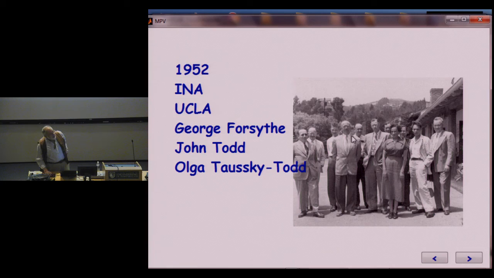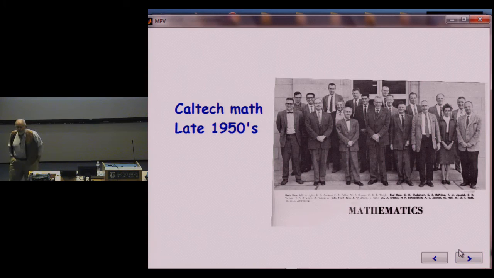These people spread out around the world. Forsythe went to Stanford, and the Todds went to Caltech. Here's the picture out of my yearbook from Caltech. This is the math faculty at Caltech in the late 50s. Olga Taussky was the first female full professor at Caltech. And again, John Todd is in the background looking over her shoulder.